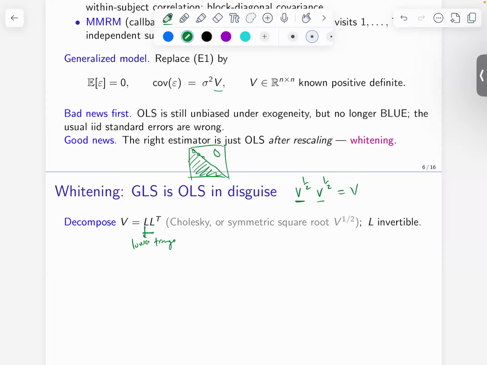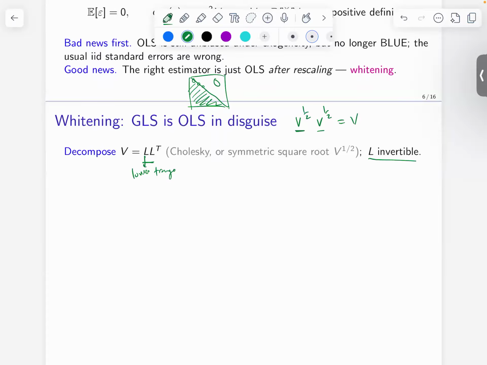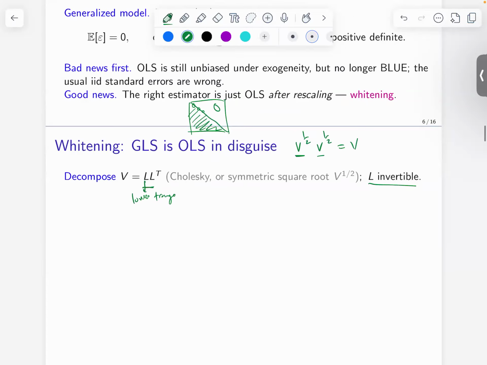It doesn't matter what we use here, as long as it has this decomposition, like a square root decomposition. But Cholesky is fast, and it turns out that L is going to be invertible if V is invertible. For a lower triangular matrix to be invertible, it's enough that the diagonals are non-zero. In this case, they are going to be all positive as well.